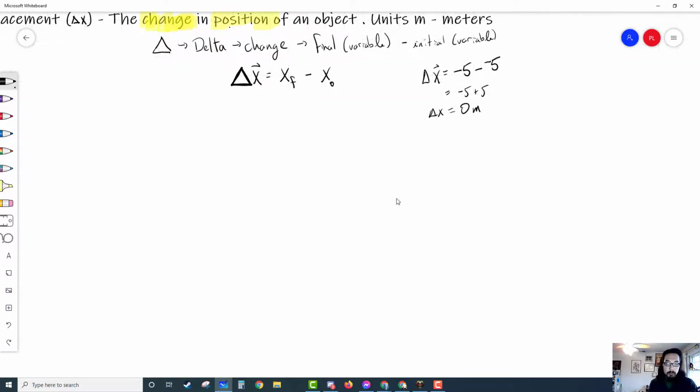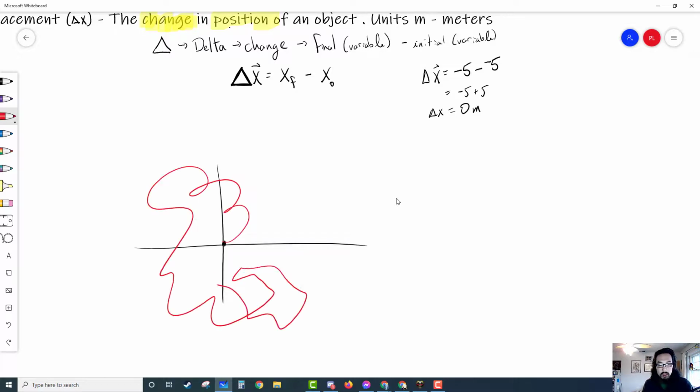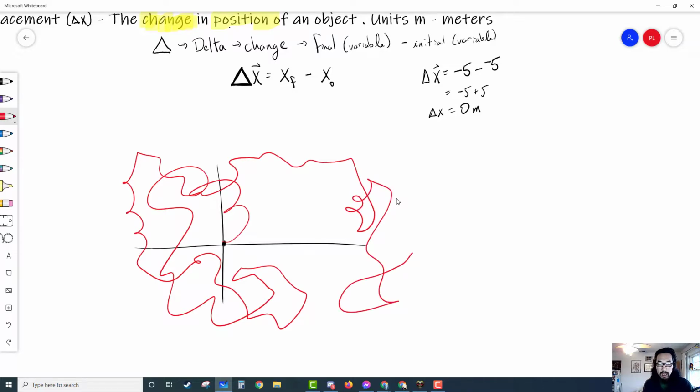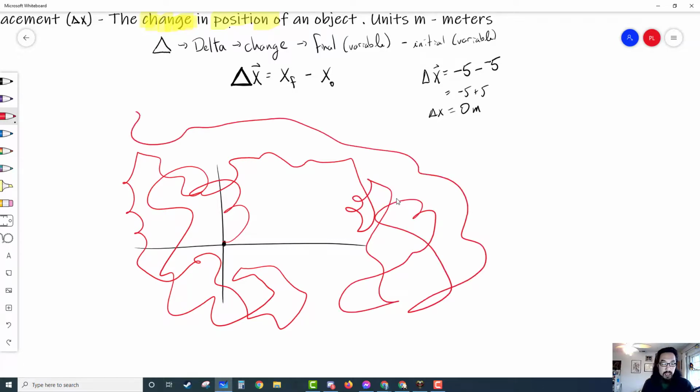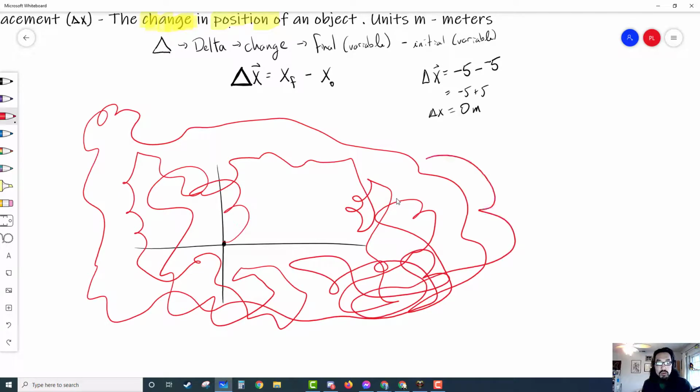So let's do another example. Let's say we have a coordinate plane this time. Let's say we start off at 0, 0. And I'm going to take us for a wild ride. We're going to go all over the place. This is our path. So what we're doing is we're chasing a cat around. We almost got there. Why are we chasing this cat? No one knows. But what we do know is that we end up right here. Boom. And what is that spot?